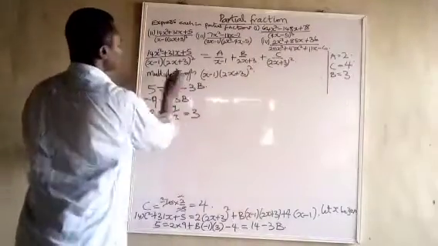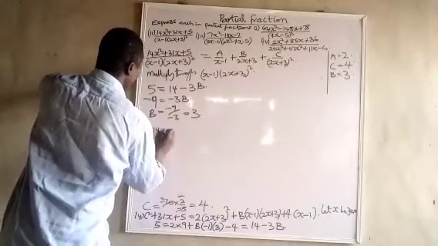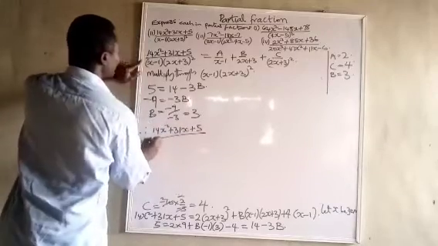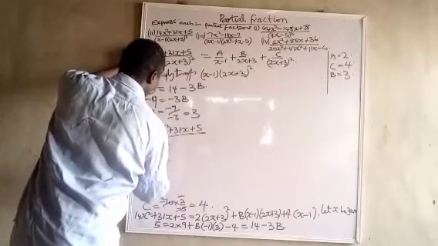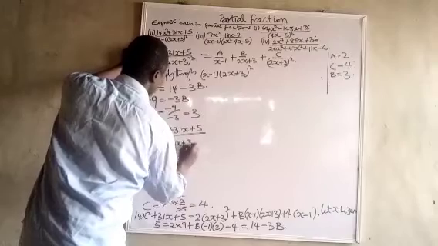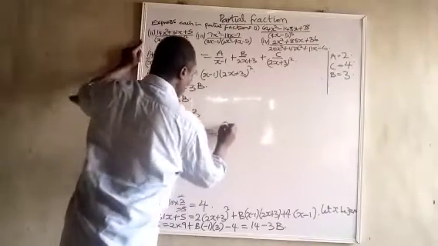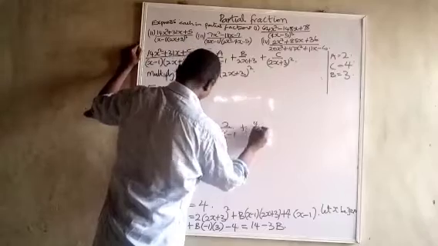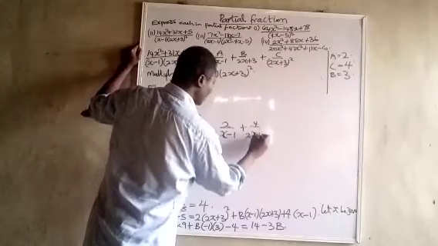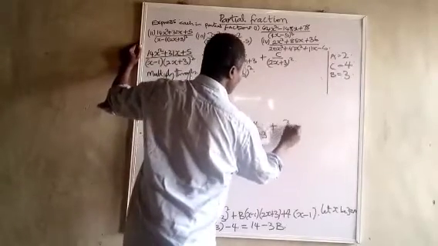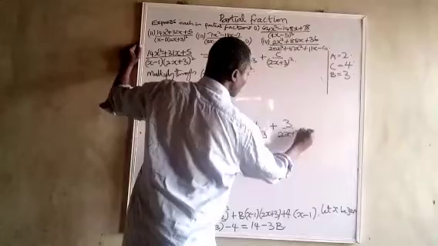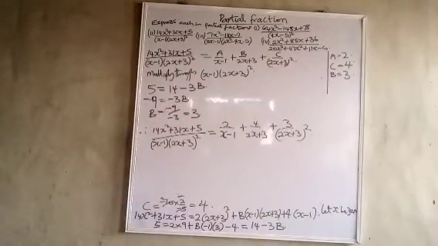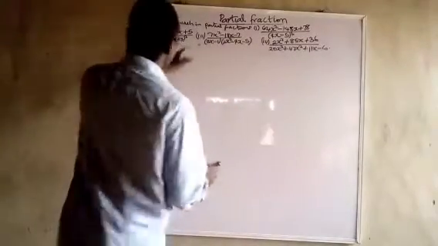Therefore, the expression 14x squared plus 31x plus 5 divided by x minus 1 into 2x plus 3 all squared can be expressed as 2 over x minus 1 plus 4 over 2x plus 3 plus 3 over 2x plus 3 all squared. So that is expressing it in partial fraction. Now let's do this, the third one.